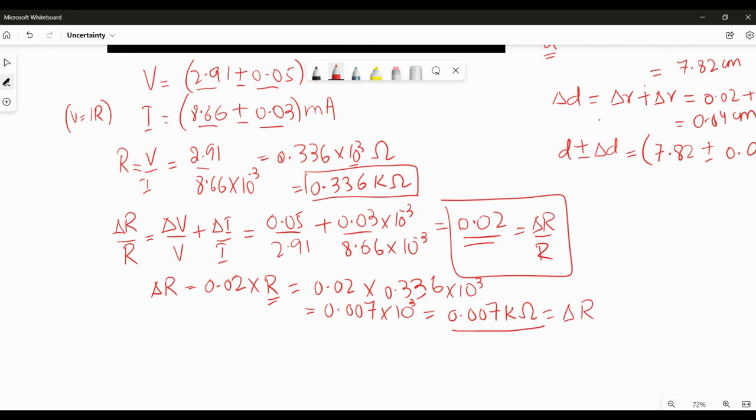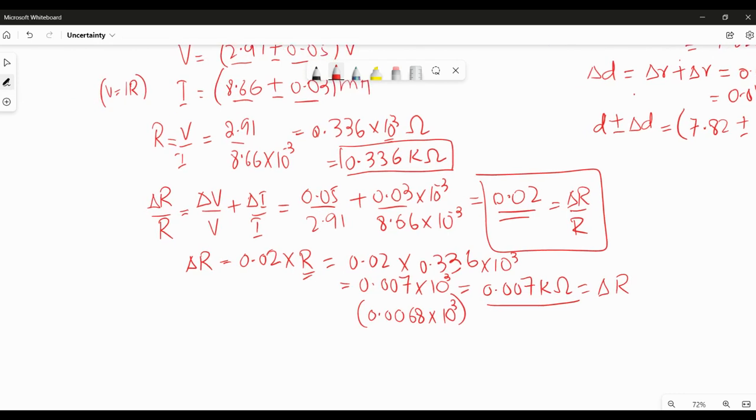Now, we have to be careful about how many digits after the decimal place we choose here. My actual answer that I was getting when I was multiplying 0.02 with R was 0.0068 into 10 to the power 3. But I did not take the whole thing. I just took the first three digits after the decimal point. Why am I doing so? There is a reason and I will explain.